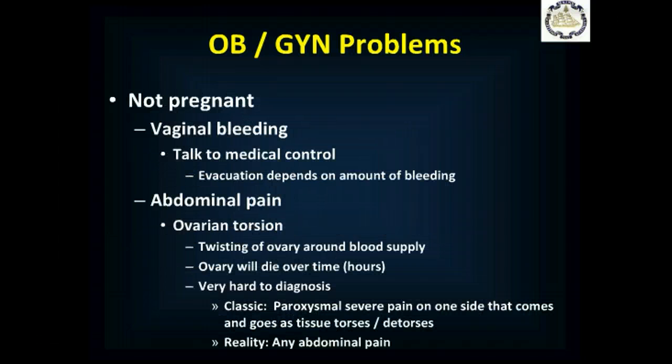Now, if they're not pregnant and they are having abdominal pain, you're back to any patient with abdominal pain. So all the things that you would worry about, appendicitis, bowel perforation, any of those things could be going on. But there are some specific gynecologic emergencies that you want to keep in mind. If the patient's having vaginal bleeding and they're not pregnant, talk to medical control. Evacuation is going to depend on how much bleeding there is. How do you know how much bleeding there is? You ask the patient, but you have to be very specific to quantify that.